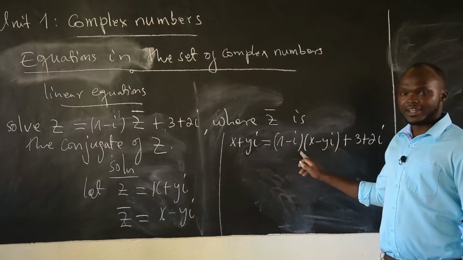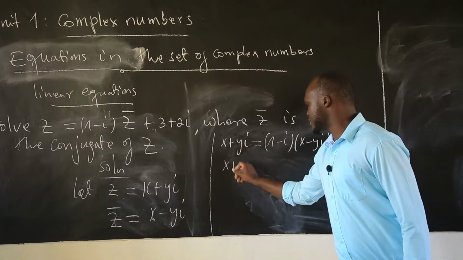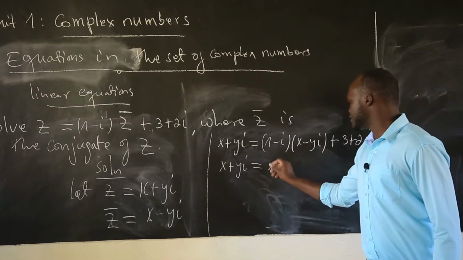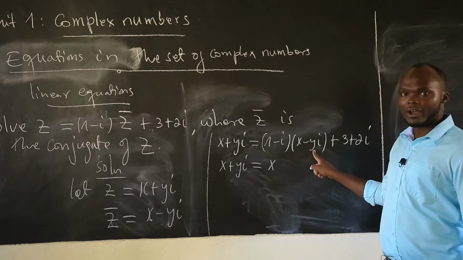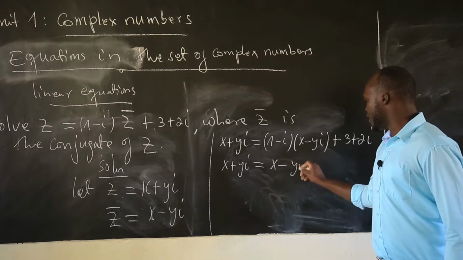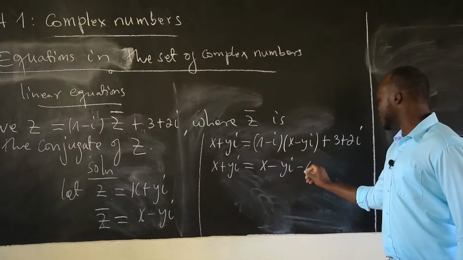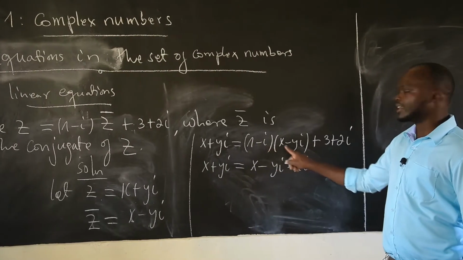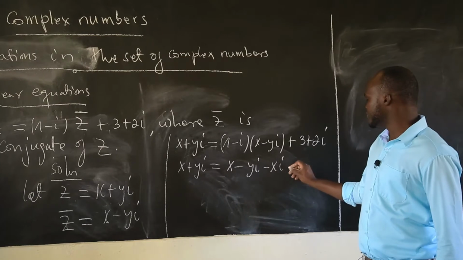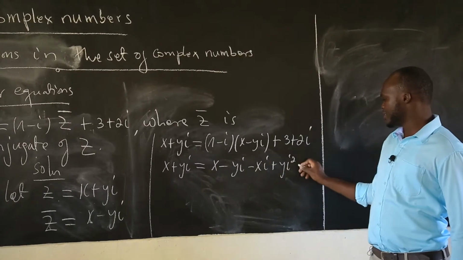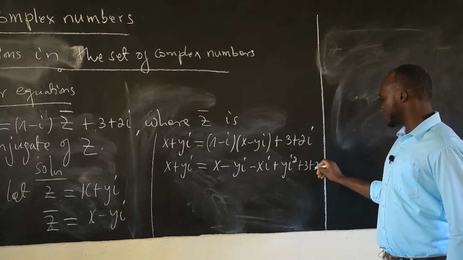So we can expand here. This is x plus yi equal to 1 times x, that is x, 1 times negative yi, that's negative yi. Negative i times x, that is negative xi. Negative i times negative yi, that is positive yi squared. Then plus 3 plus 2i.